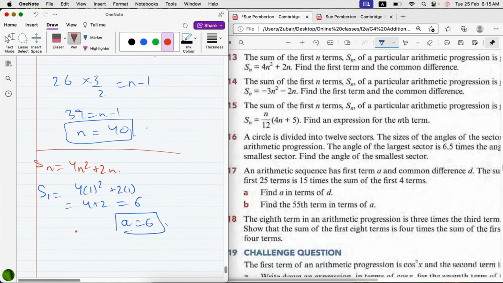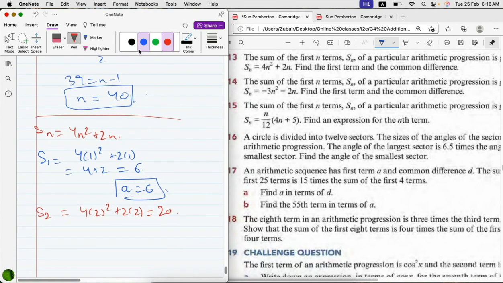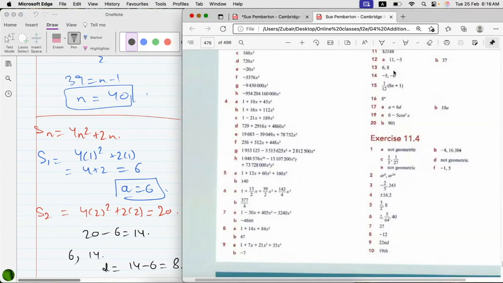And then we need the common difference. So when I put S2, this is 4 into 2 square plus 2 into 2. I'm getting 20. Now this 20 is sum of first term and second term. So 20 minus the first term is 14. So first term is 6, second term is 14, and D is second minus first, 8. Question 13, first term 6 and difference 8.